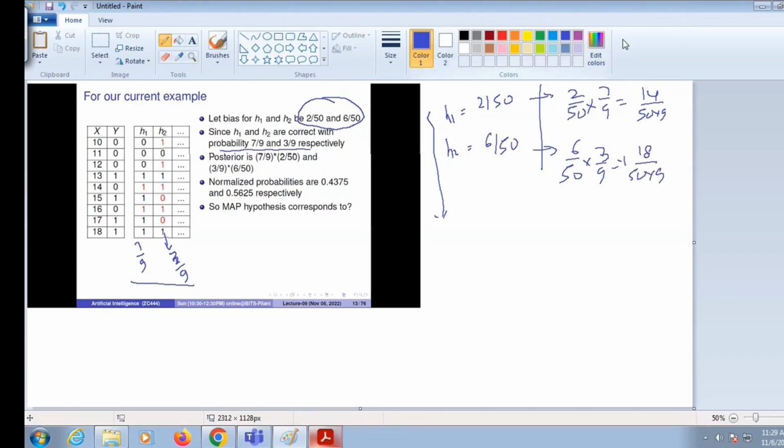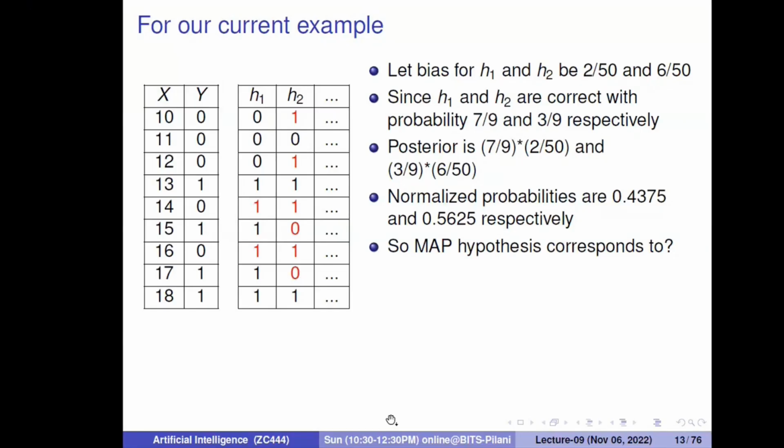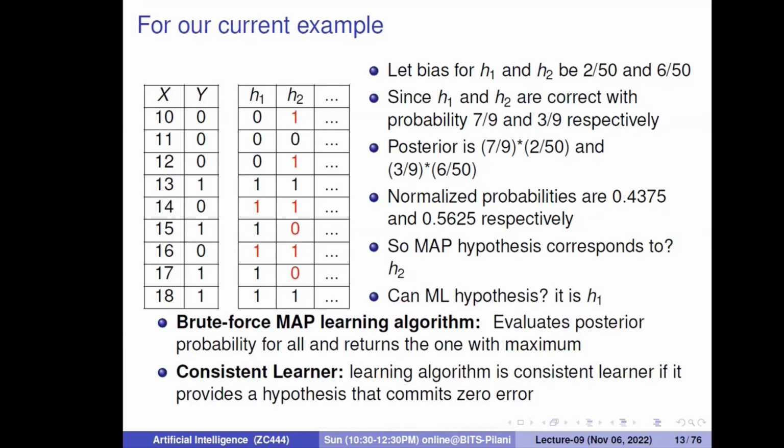So which is the largest value? This is the largest value. So if I ask you to give me the MAP hypothesis, the MAP hypothesis multiplies the prior probability and both the things. That's why it gives you H2. In the same equation, if I ask you to give me the ML hypothesis, it says don't multiply this thing, only consider this thing. So who is the winner in the ML? 7 by 9 is larger than 3 by 9. The ML hypothesis is H1. This is how you find out what the ML and MAP hypotheses are.